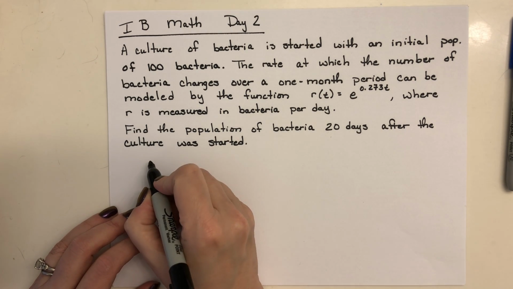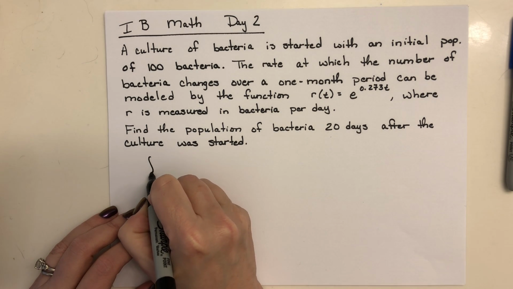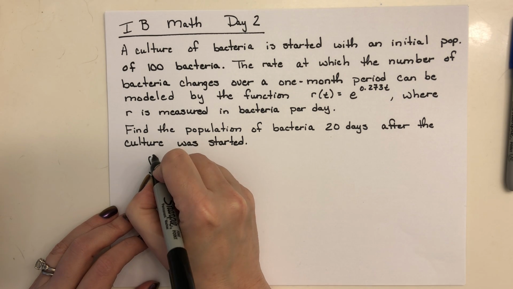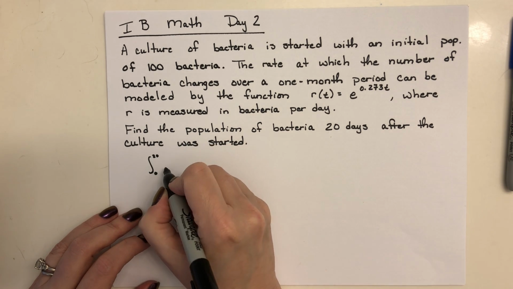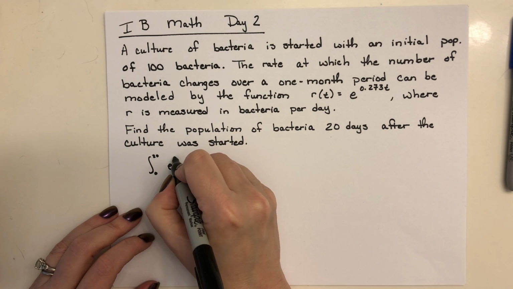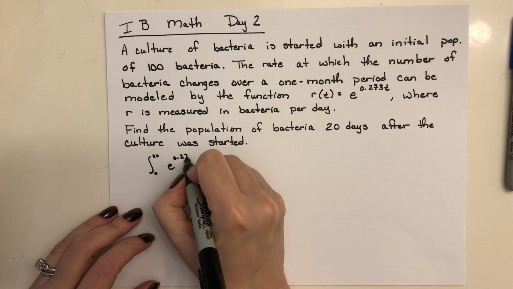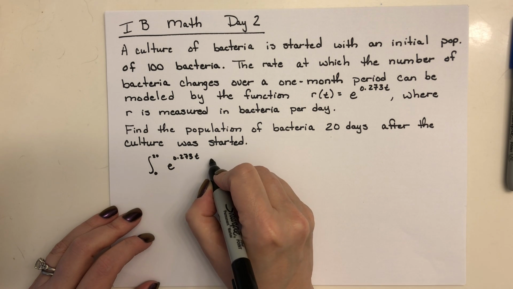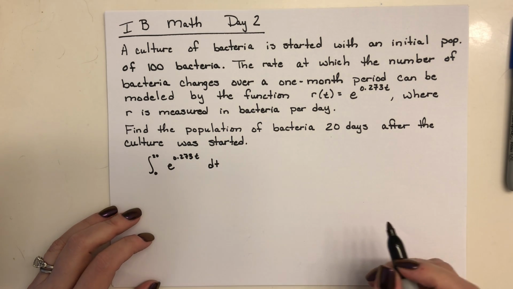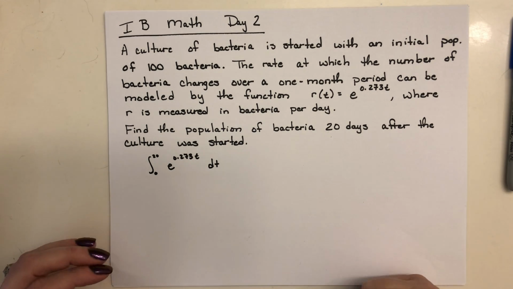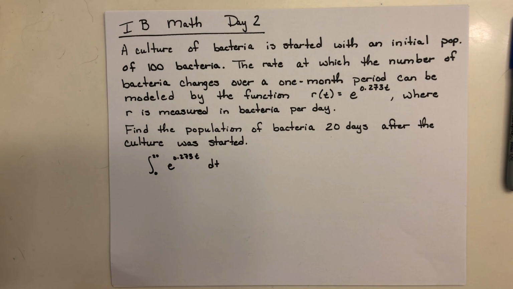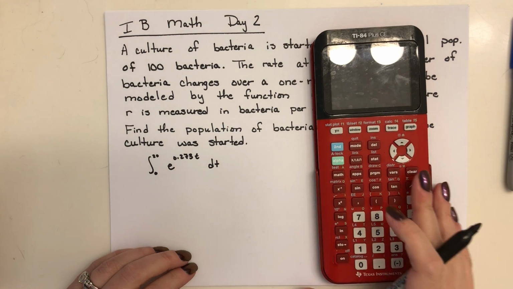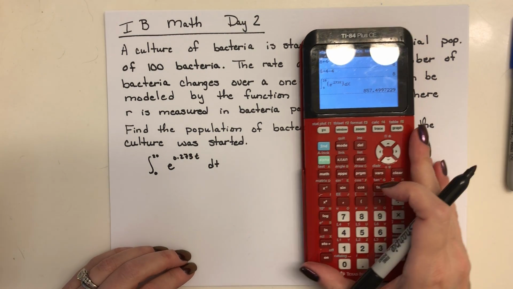Okay, so here's what you've got to do. You're going to do your integral from 0 to 20 of e to the 0.273t power dt. What that's going to tell you is how much the population has changed. So let's first of all do the easy way, which is with our calculator, and then I'll take you through the longer, slower method.